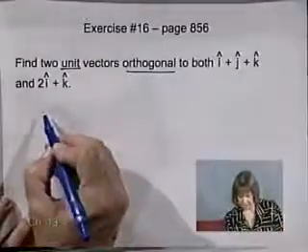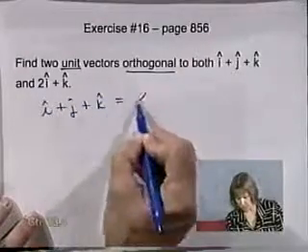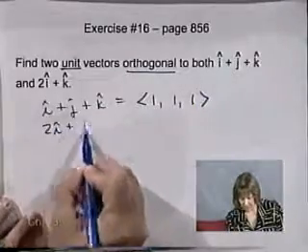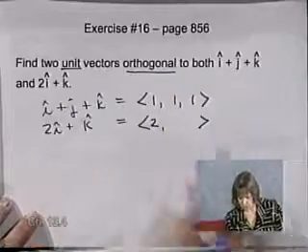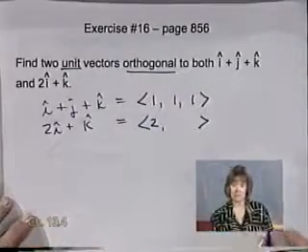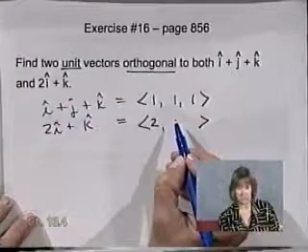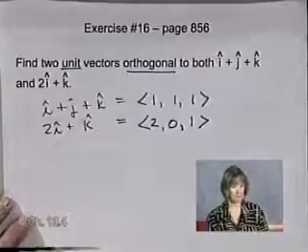Now notice i plus j plus k, you might prefer to write that as 1, 1, 1, and 2i plus k we would write as its x component is 2. What's its y component? Doesn't have a j, does it? So what's its j component? 0, and then its k is 1.